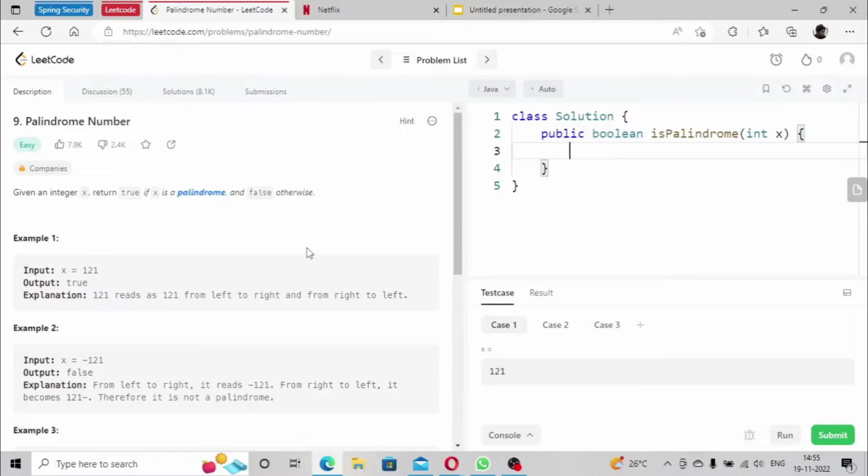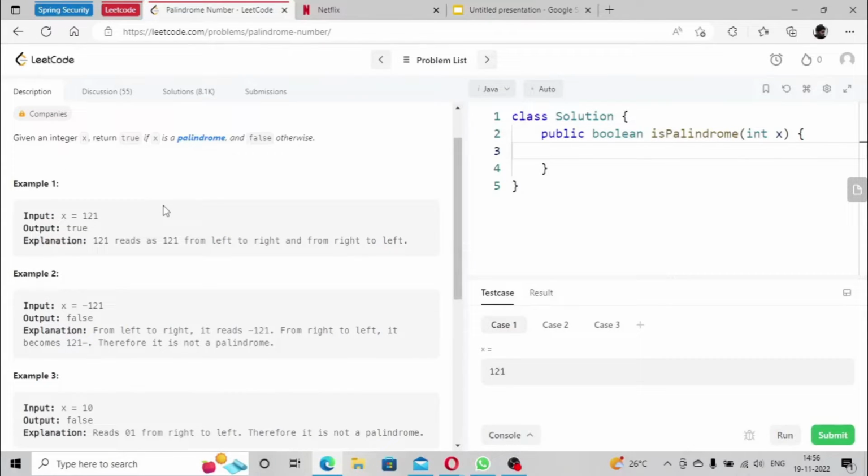Hello everyone, today we will solve a LeetCode problem called Palindrome Number. The problem statement is: given an integer x, return true if x is a palindrome and false otherwise. And palindrome means the number should be the same from left to right or right to left.